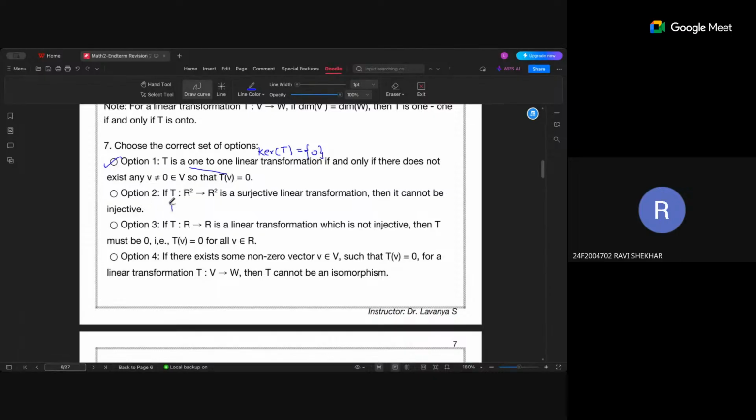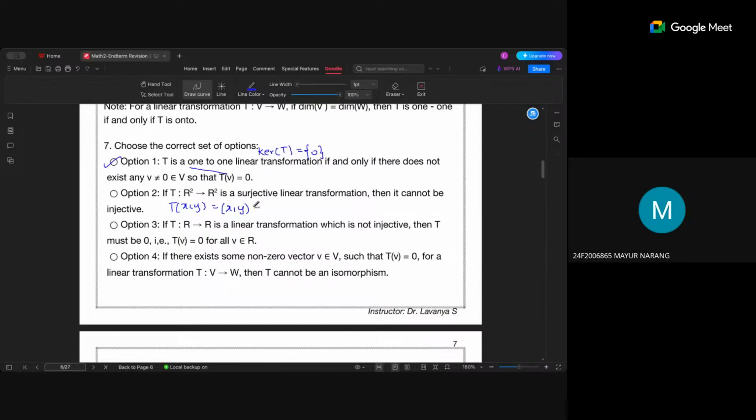So it can be bijective. There are several examples. What about T of x comma y equal to x comma y itself, the identity transformation? It is surjective and also injective, right? Definitely there are isomorphic transformations from R2 to R2, right?